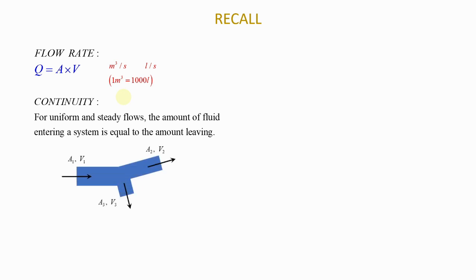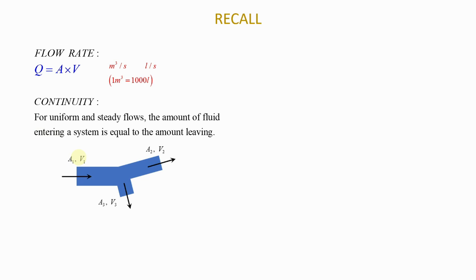A good example of that is this pipe that branches out in two directions. The amount of flow that comes in here must be equal to the sum of these two flows. Although it is branching out in these two directions, the amount of flow that comes out here plus the flow that comes out there must equal the flow that got into the system. That is what we refer to as continuity. It always applies when you're dealing with flows that are uniform or steady.